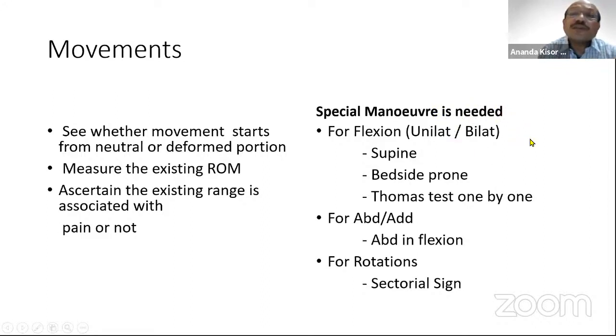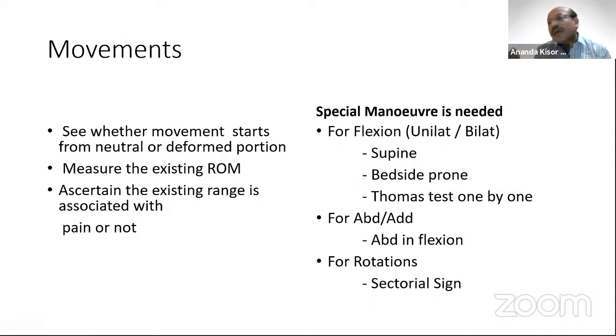Most important is bilateral flexion deformity. What are the different methods by which we can test it? Most important is that we have to test the Thomas test one by one, disregarding the other side. This is the basic and most important answer. Another is the bedside prone test, which is most important, especially for the child.